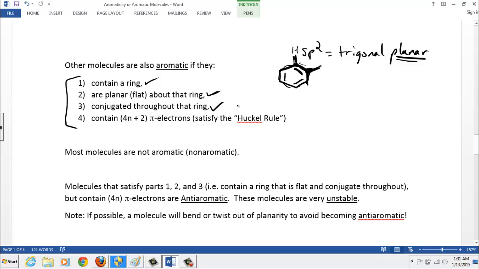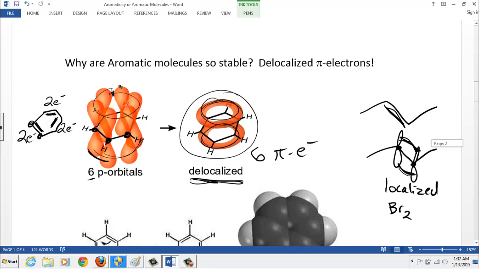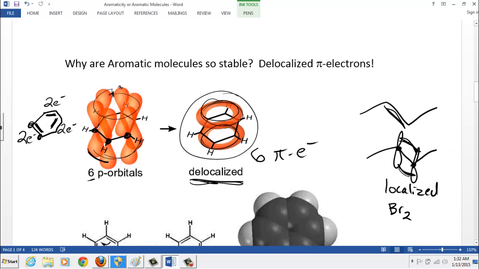When we look at conjugation, what we really have to see is that every atom in the ring has a p orbital. Right? We have to set up the situation where the pi electrons can run about the ring, and that will only happen if every atom in the ring has a p orbital that can overlap. That's really what conjugation is.